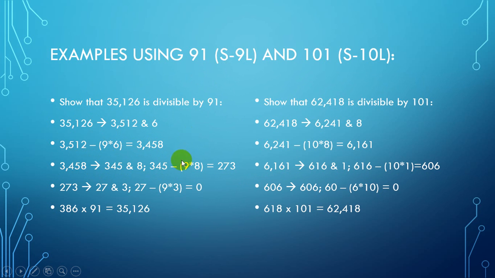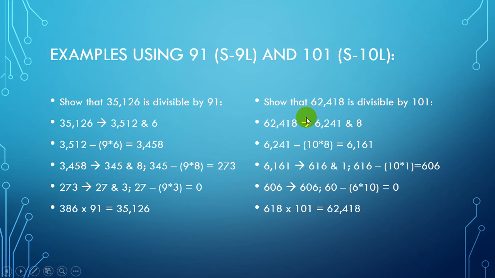345 minus, again, it's 8 times 9, which is 72, gives you 273. And you break the 273 into 27 and 3, and of course 27 minus 9 times 3, which is 27, is 0. So 91 times 386 gives you A, which is 35,126. And finally, for 101, show that 62,418 is divisible by 101.